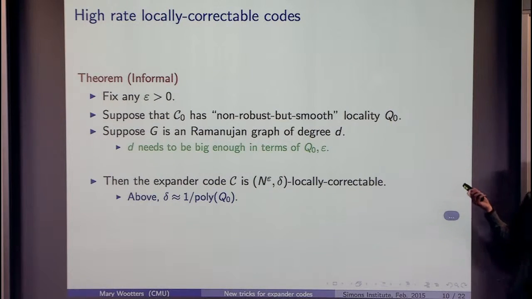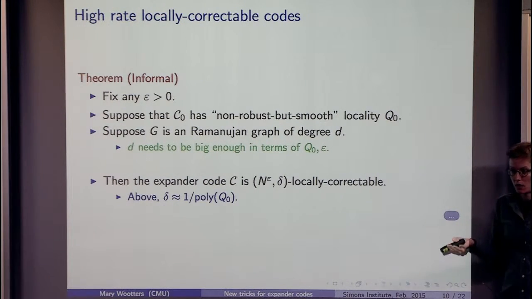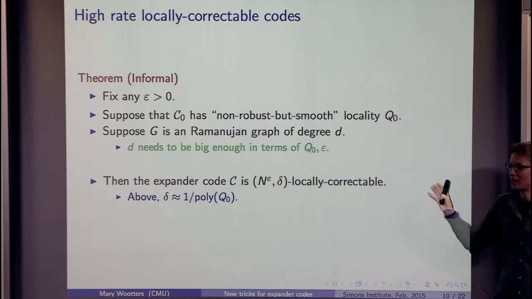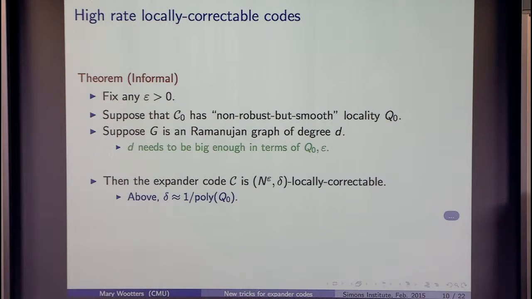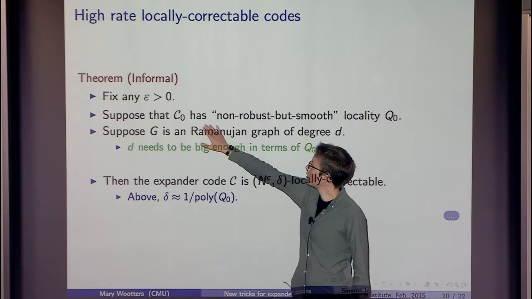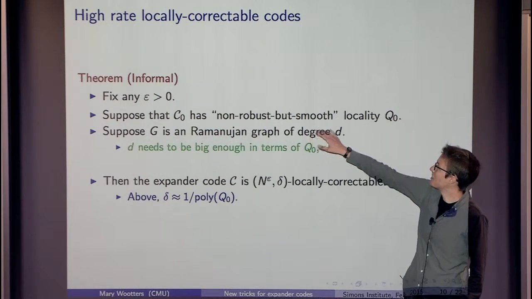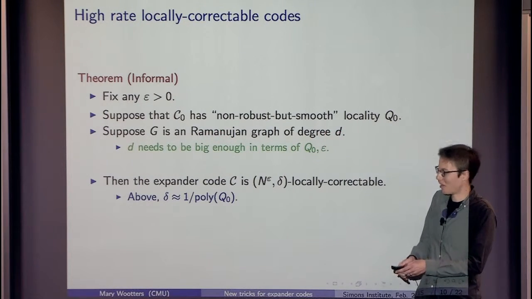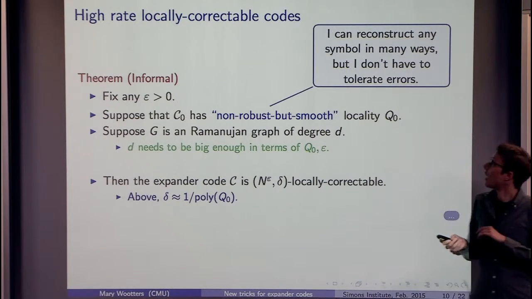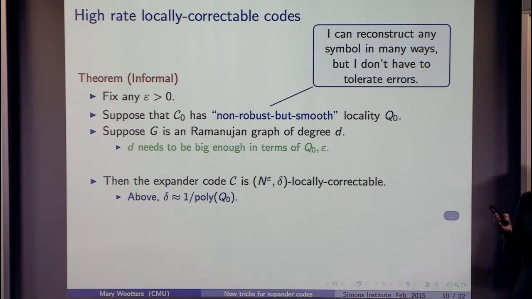So how can we take advantage of this for expander codes? So here's the theorem we get. This is an informal version. Again, it's just before lunch. I don't want to slam you guys with notation. But morally speaking, this is what we can show. If you have an inner code which has some kind of locality, which I will call non-robust but smooth, which basically means I can reconstruct any symbol in many ways, but I do not need to be able to tolerate errors in this reconstruction. So it's not itself a locally correctable code, but it has some locality.